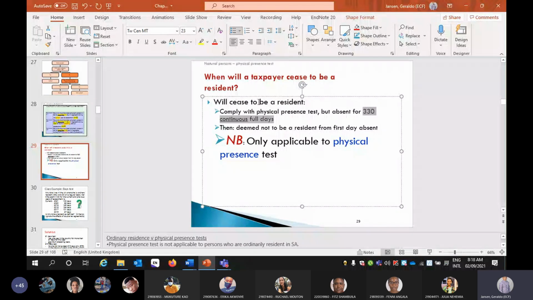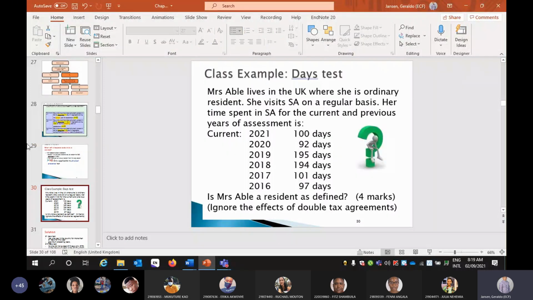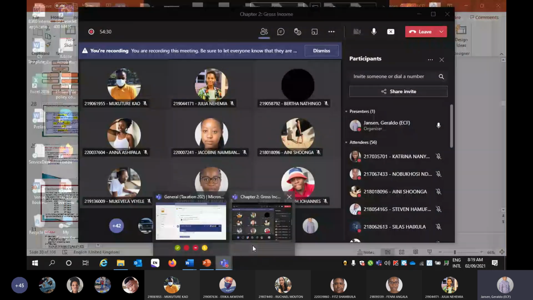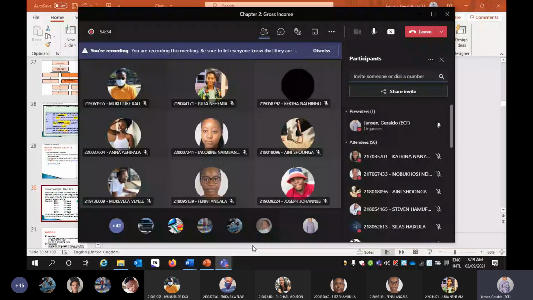Now, guys, just to apply the notes or the information that we just discussed, let's have a look at this example quickly. Mrs. Abel lives in the UK. Now, guys, can someone quickly tell me, UK, what does it stand for? Let's first look at that. What does UK stand for? United Kingdom. All right, thank you. Well done to the both of you.